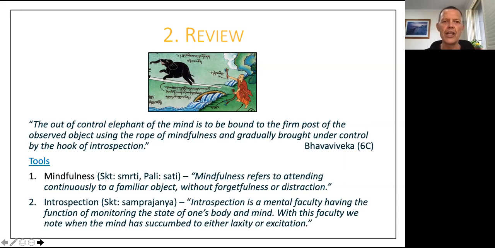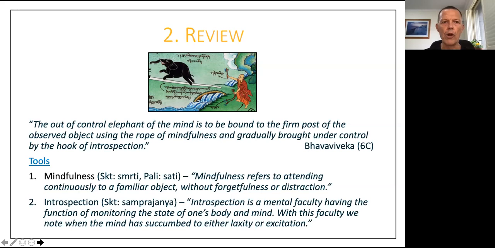And we see initially the elephant of mind is running wildly away from the meditator, which means that initially what we find is our mind is sort of completely out of control. And so we need to tame that mind. And so we have these two tools symbolized here: in the meditator's left hand is a rope and in the right hand a hook.